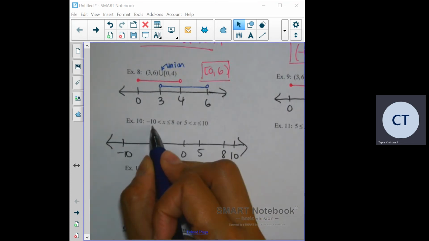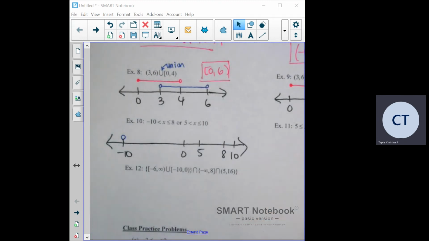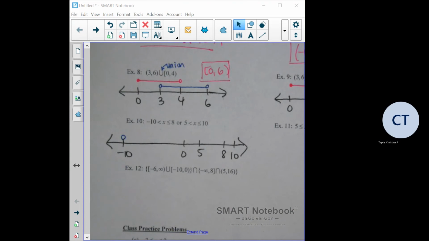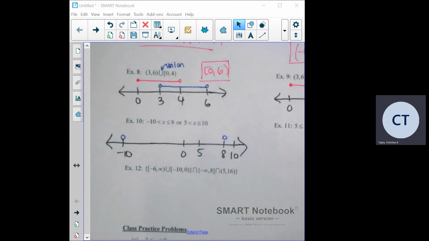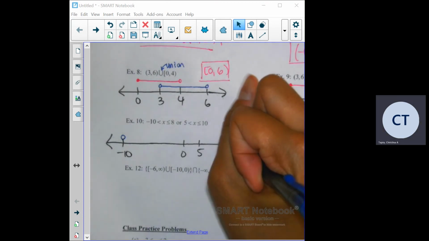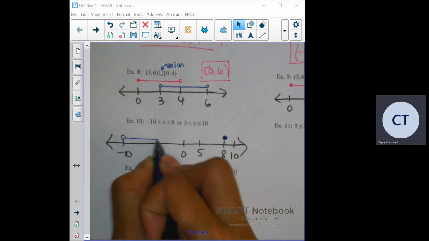So if I was to graph between -10 and 8, I'm going to put an open circle at -10. Does it stay open or should I close it? Stays open, and then I'm going to have an open circle at 8 too, right? What is it? Close. Since it's the less than or equal to symbol, close it. Then I'm just going to connect all of this.